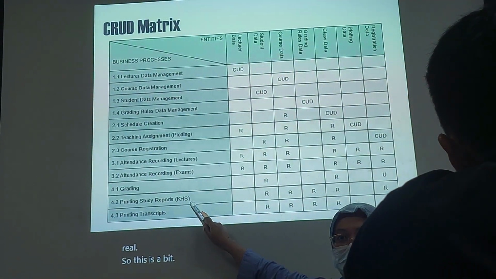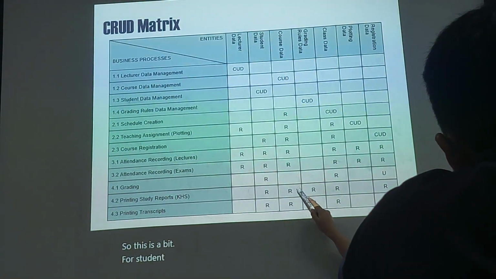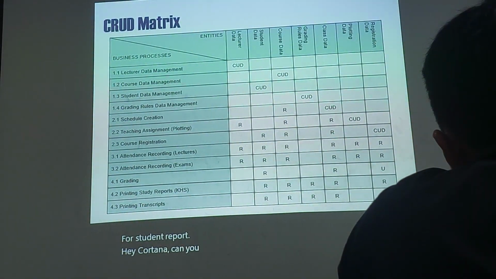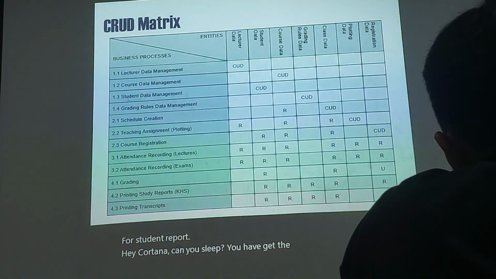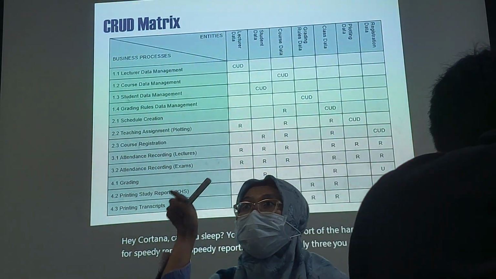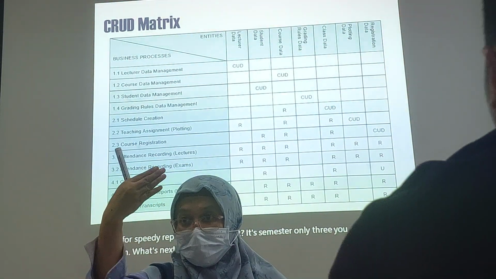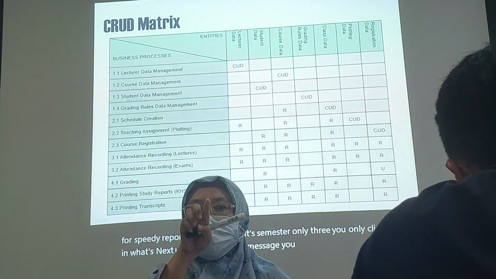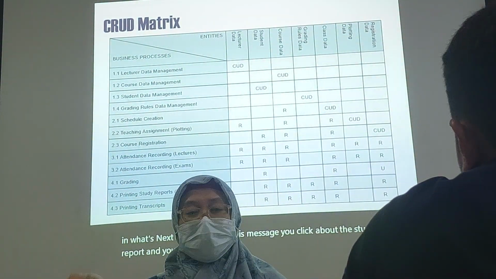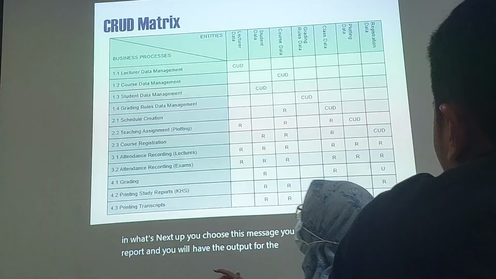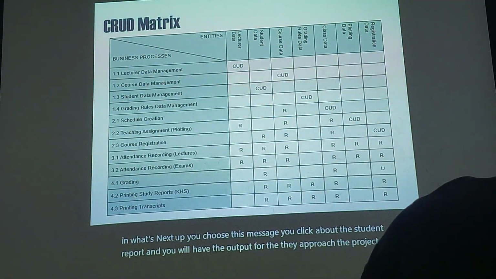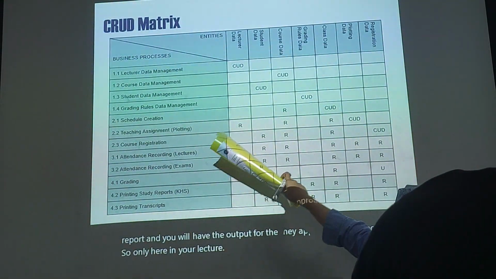For student report, KHS, you still only click. You get the report, KHS report or student report, each semester. You only click, choose the semester, click about the student report, KHS, and you will have the output for the KHS. They don't need any update. So we only create in the lecture, student, course registration.